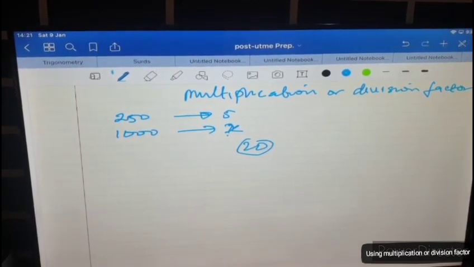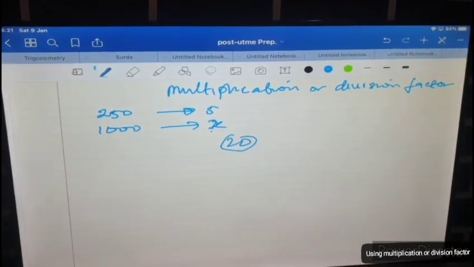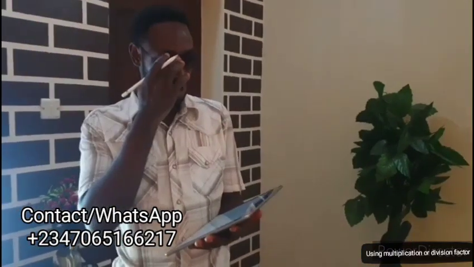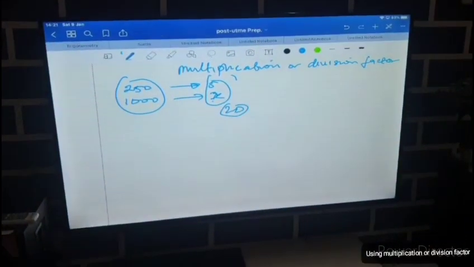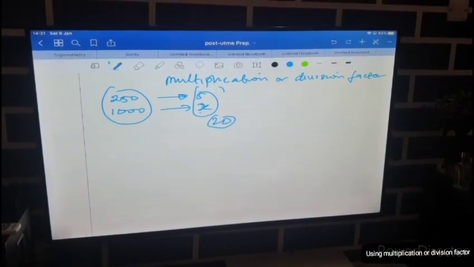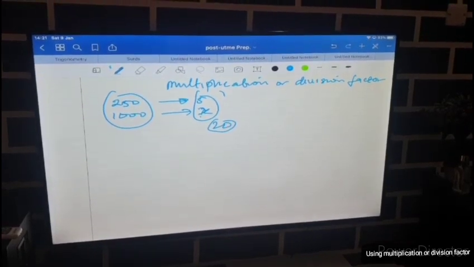At least you have saved your time in that aspect. Then there is another method here. If you can also use this multiplication factor, it means that whatever is done in the left hand side should also be done in the right hand side. These are our right hand side, these are left hand side. So you can see that 250 was increased to 1000, which means 5 has to increase by 4 times also.